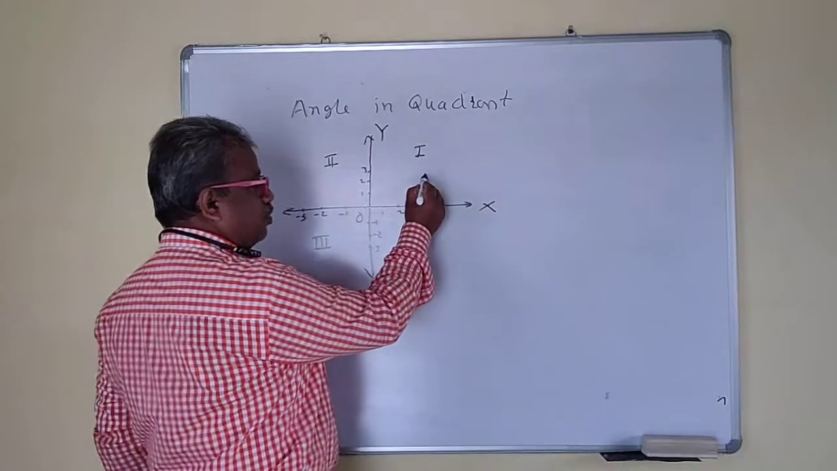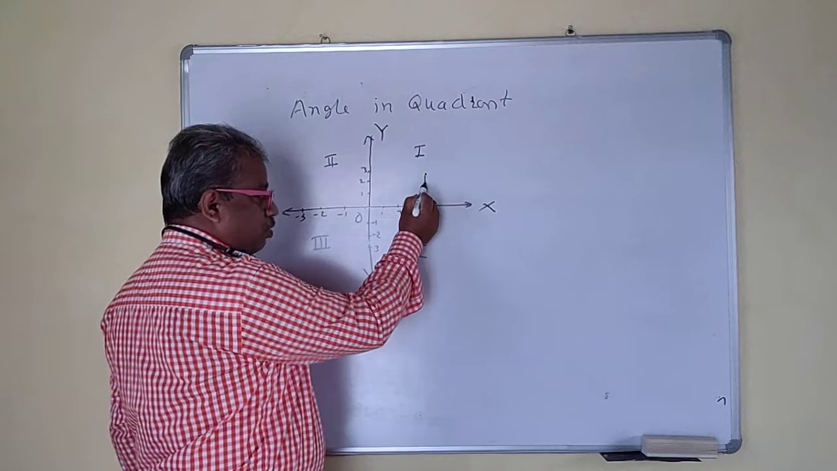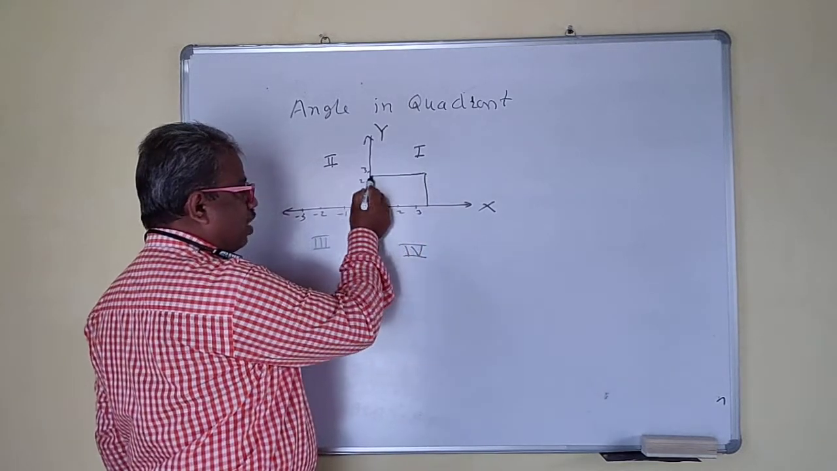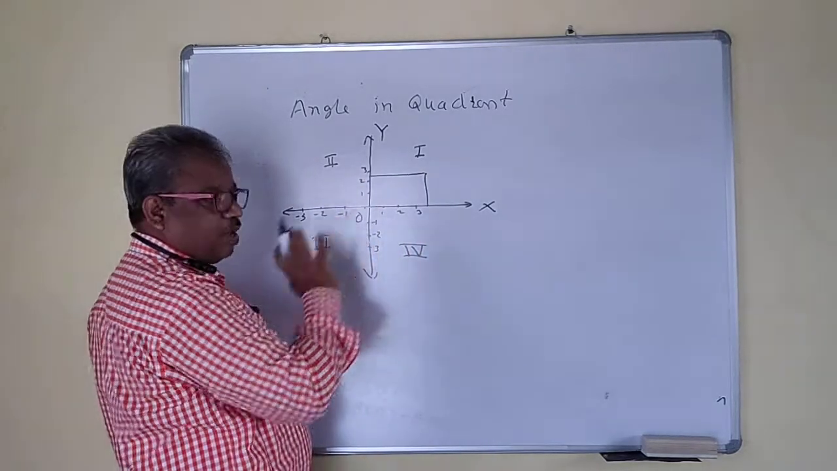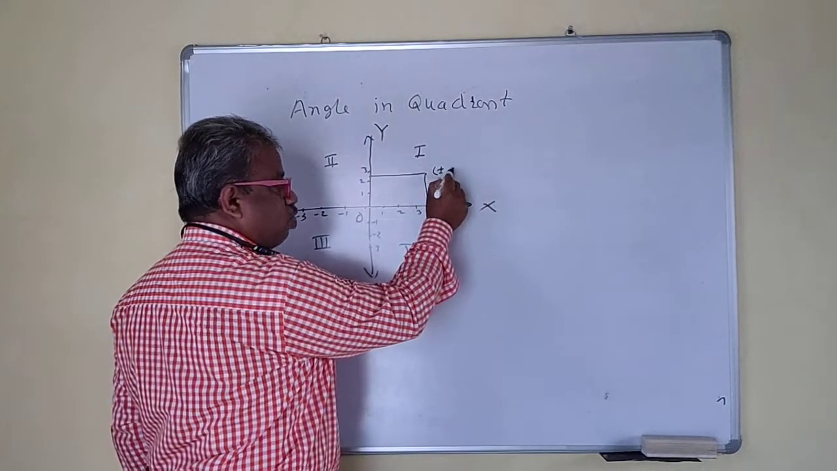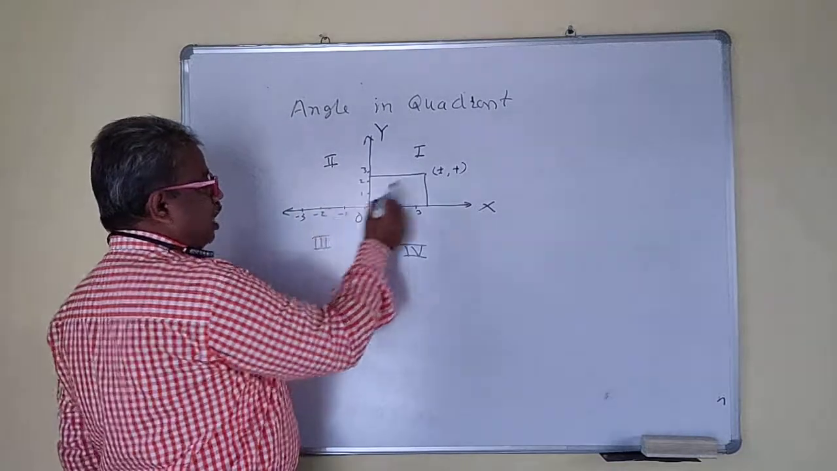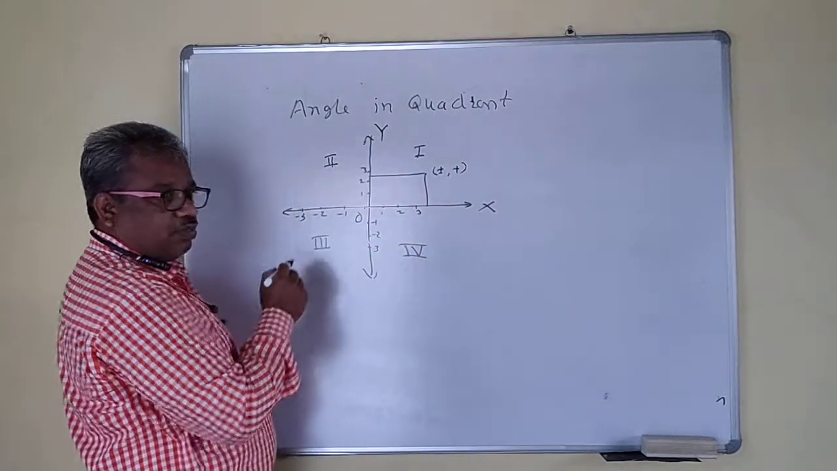Now if you take a point here, right? If you draw a perpendicular to the x-axis and a perpendicular to the y-axis, where it cuts the positive x-axis and positive y-axis, that means here the x coordinate is positive and the y coordinate is also positive. That means here both the coordinates are positive.